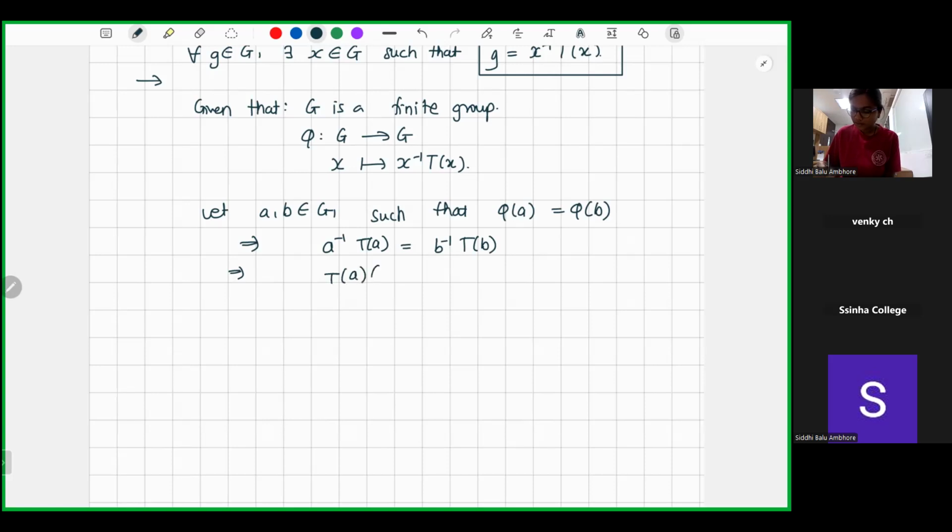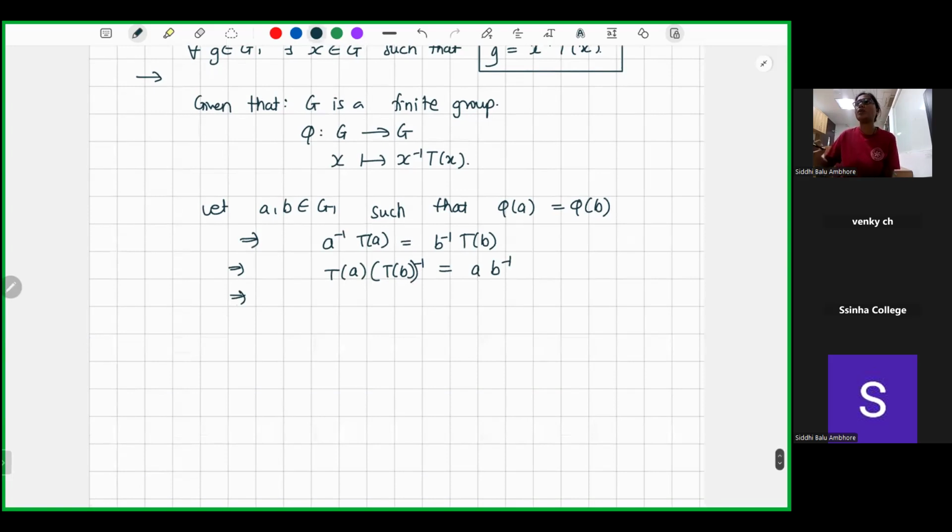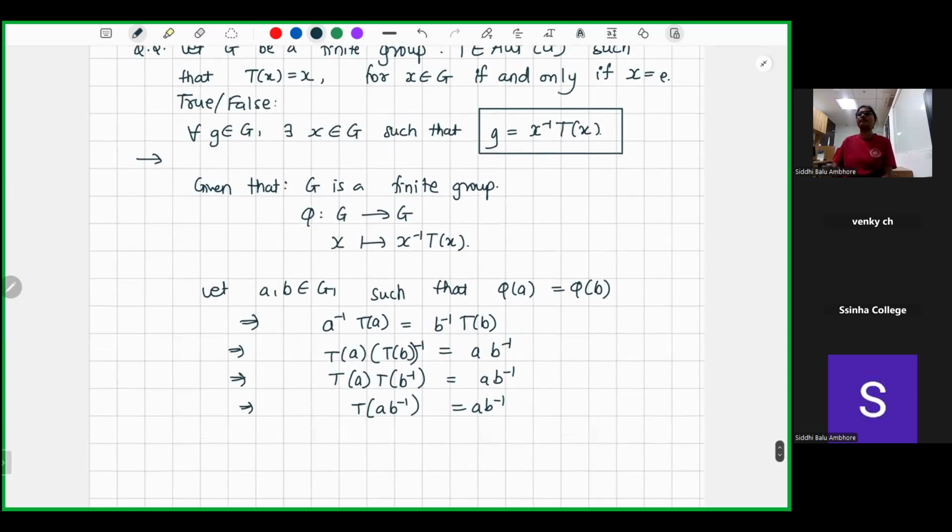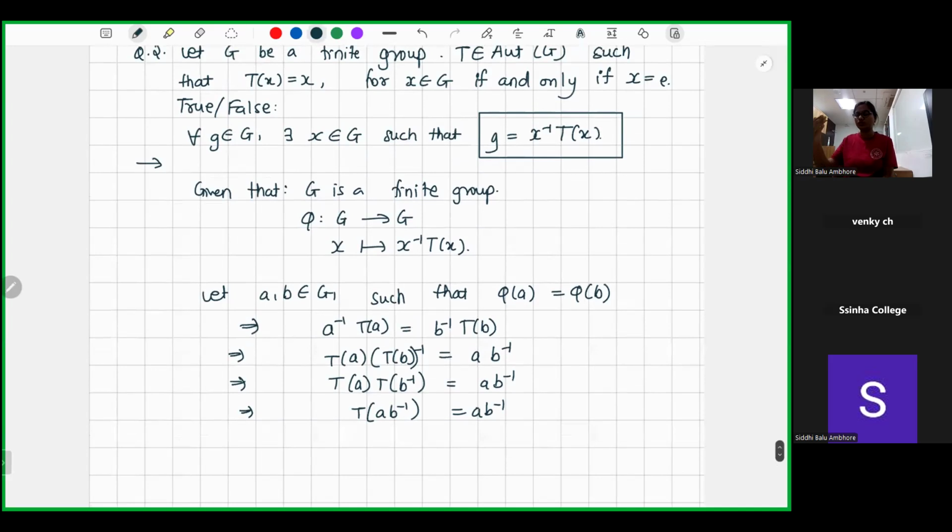T of A, T of B inverse is equal to A B inverse, right? But T is a group automorphism. So this will give me T of A, T of B inverse is equal to AB inverse. So this is T of AB inverse is equal to AB inverse. So this is what I have. T of AB inverse is equal to AB inverse.